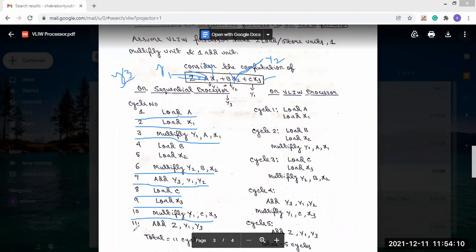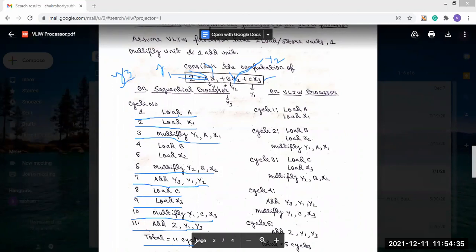And after that, in the 11th clock cycle, we take the final product plus Y1, and we store that value into Z. So that means for the execution of this total instruction, we require 11 clock cycles if we perform it in a sequential processor.